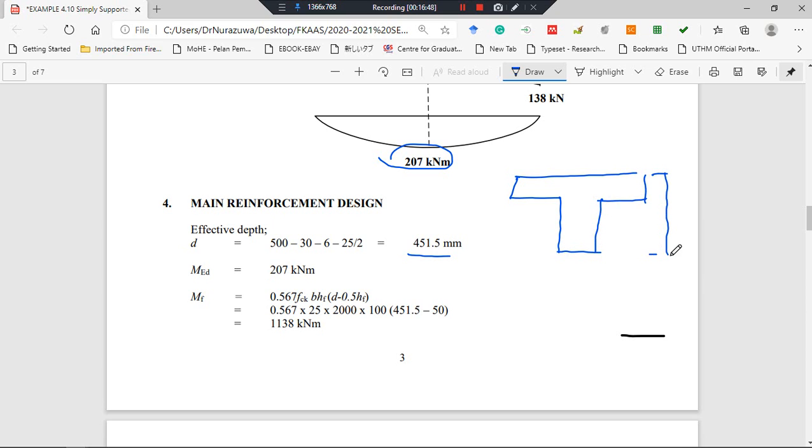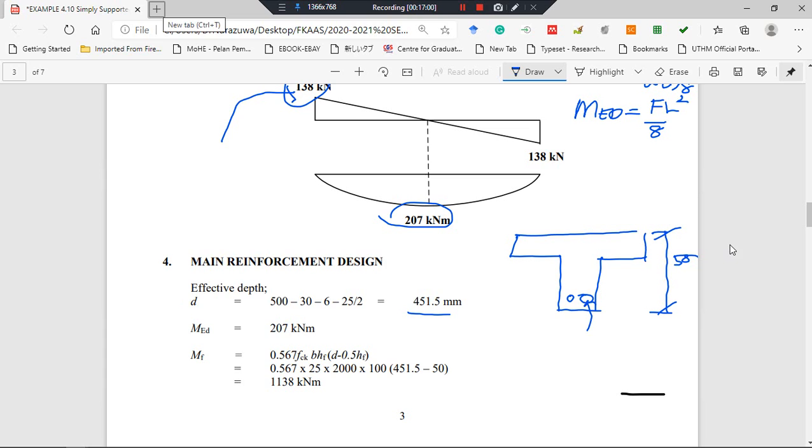Okay, and our overall depth is 500. The proposed diameter for this steel reinforcement is 25, and the proposed shear link diameter is 6 mm, and the nominal cover is 30. Okay. Alright, so the D is from the top surface to the center of the reinforcement.